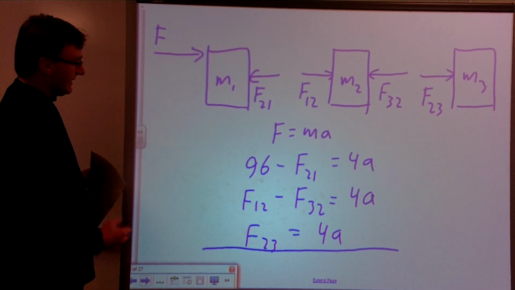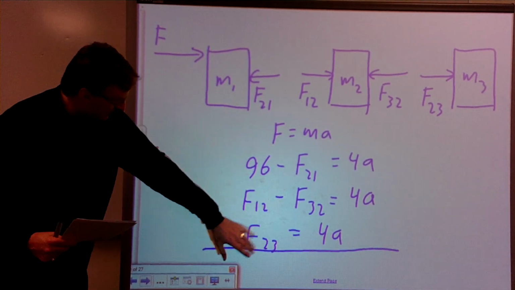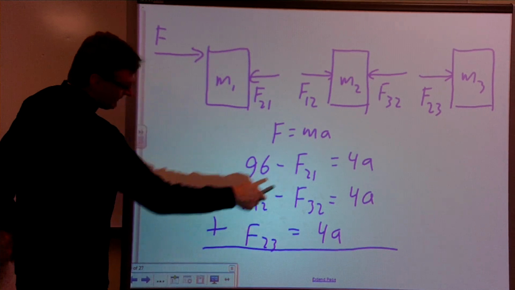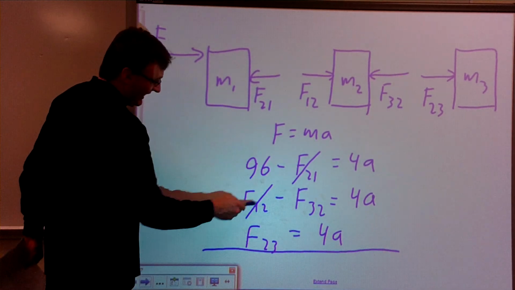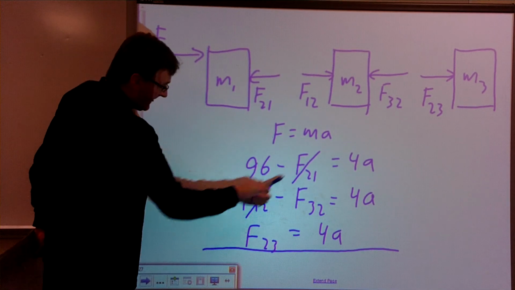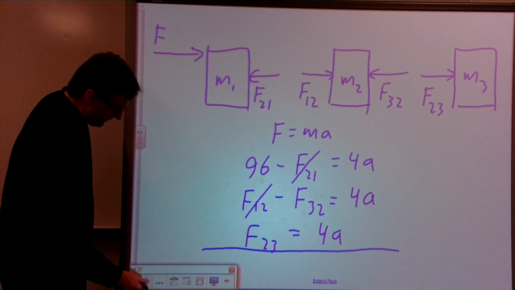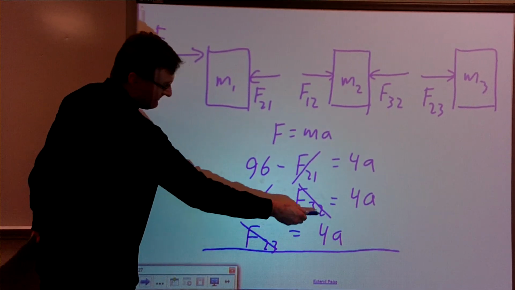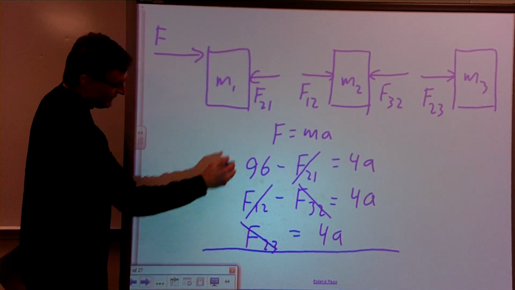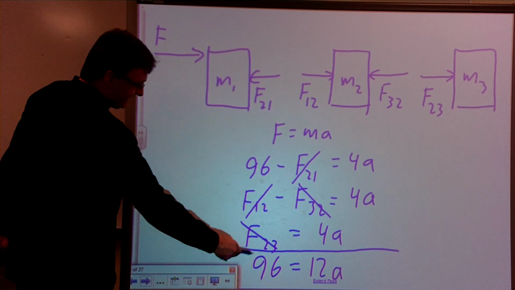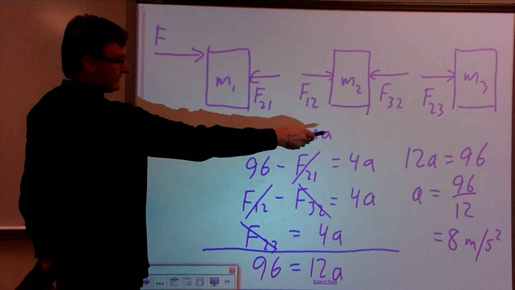So let's put all these equations together. So there's a free body diagram, and here are our equations. Once again, we're going to add all of the equations together. When we do that, you can see these two will cancel out because the magnitudes are the same, but the directions are opposite. And similarly with these two, they will cancel out as well, because one's positive, one's minus. So now when we add these together, we get 96 equals 12a. Add those three together, and now we can find the acceleration of the system.